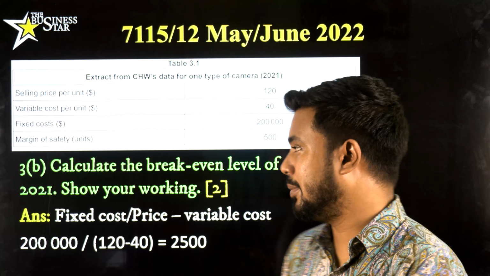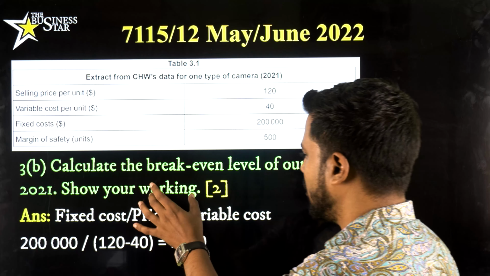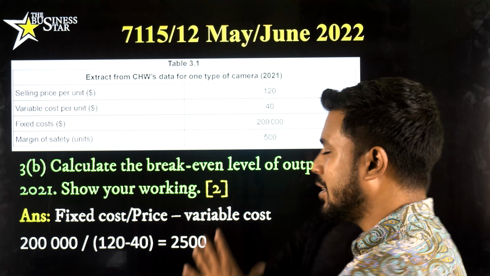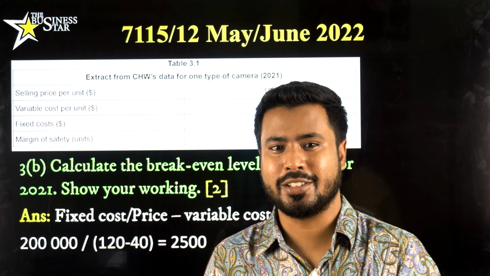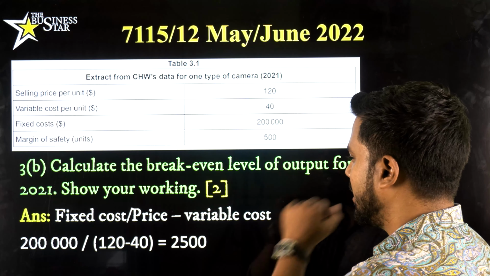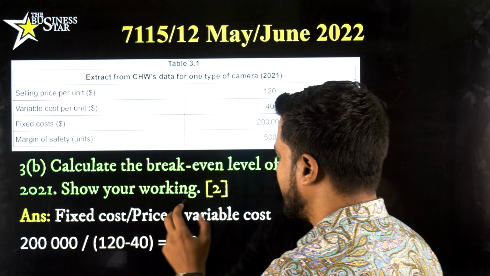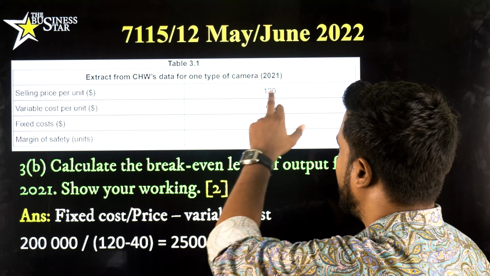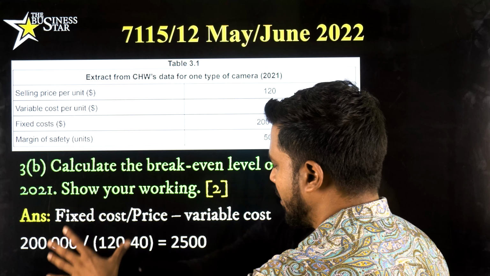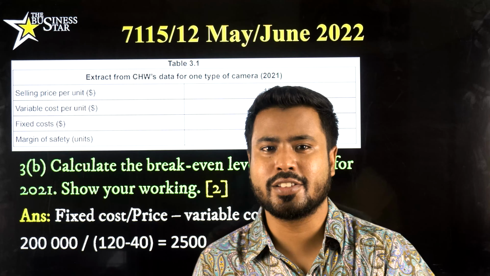So moving on, question number 3B we have is calculate the break-even level of output for 2021. Show your working. This is also a 2-mark question. So over here, first of all, we need to use the formula of break-even point. The formula of break-even point is fixed cost divided by price minus variable cost. So the fixed cost is given over here, and the variable cost and price is also given. The price is 120, the variable cost is 40. So if we input this data and use our calculator, the result is going to come 2500. So that is the answer of question number 3B.